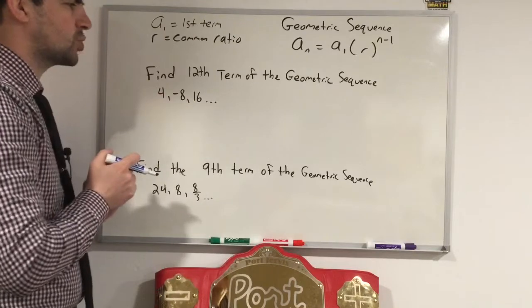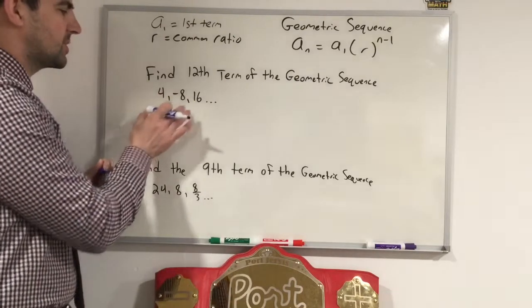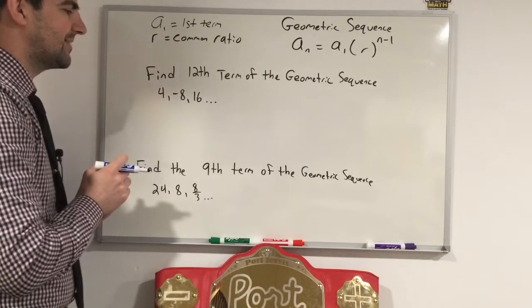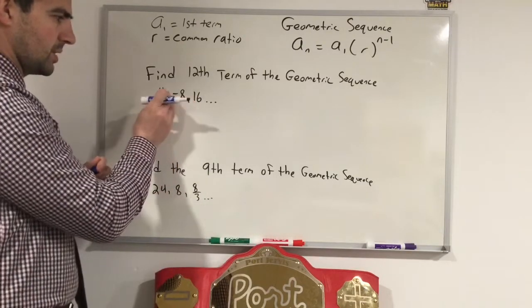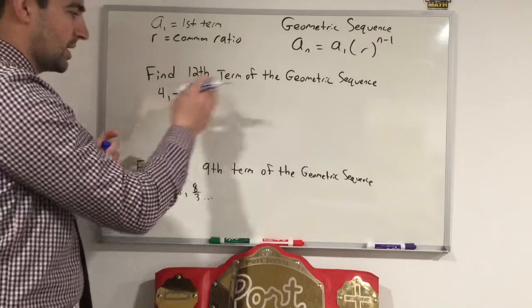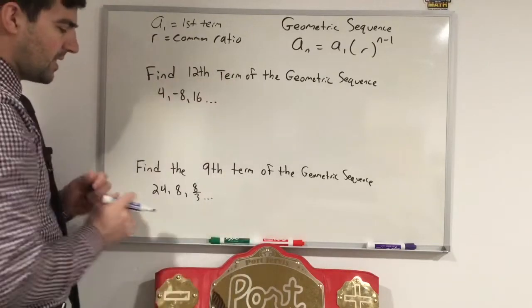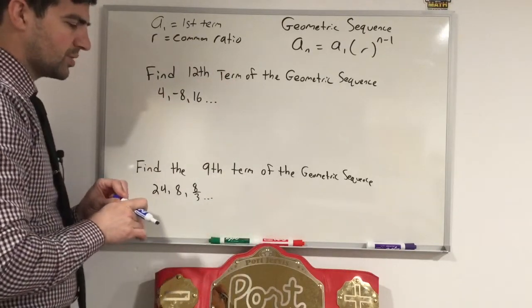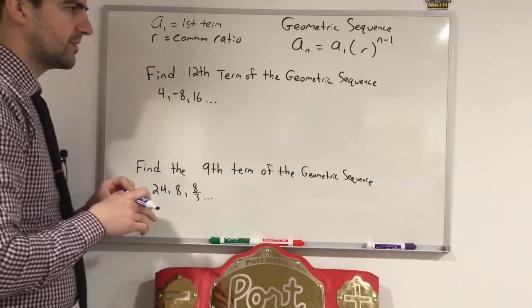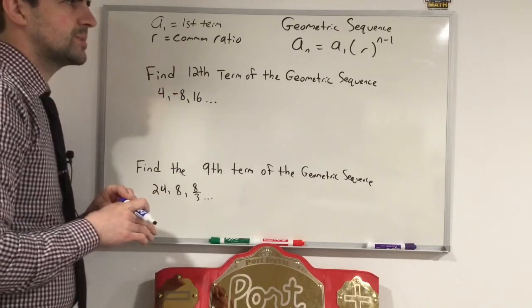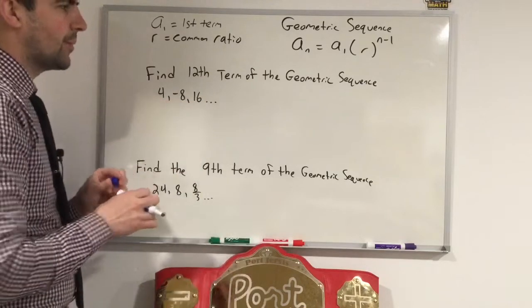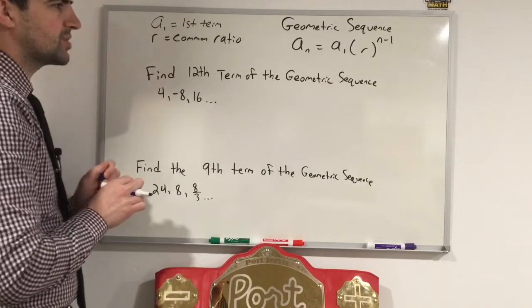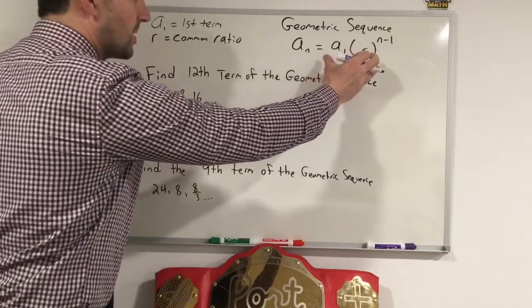The first one: find the 12th term of the geometric sequence below, 4, -8, 16. And then I'm going to do one where the numbers get smaller, so our ratio is going to be slightly different. We did talk about geometric sequences being very similar to exponential functions, so they do relate in that way.